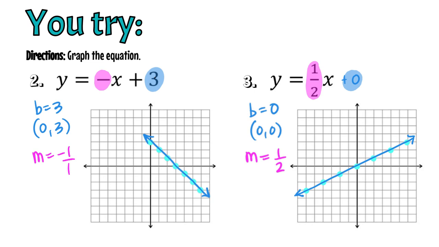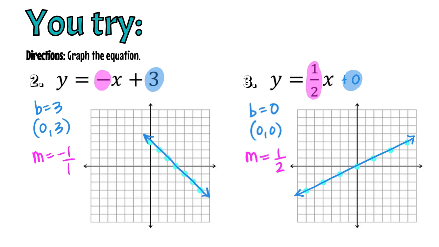Hopefully you paused the video and you found that b equals 3, so the point is 0, 3, which is plotted right here. And then we use the slope negative 1. So remember, if there's no value there, it just means there's a 1 there. So negative 1 over 1 means I go from my point and I go down 1 to the right 1, down 1 to the right 1, down 1 to the right 1. And that creates the graph of our line.